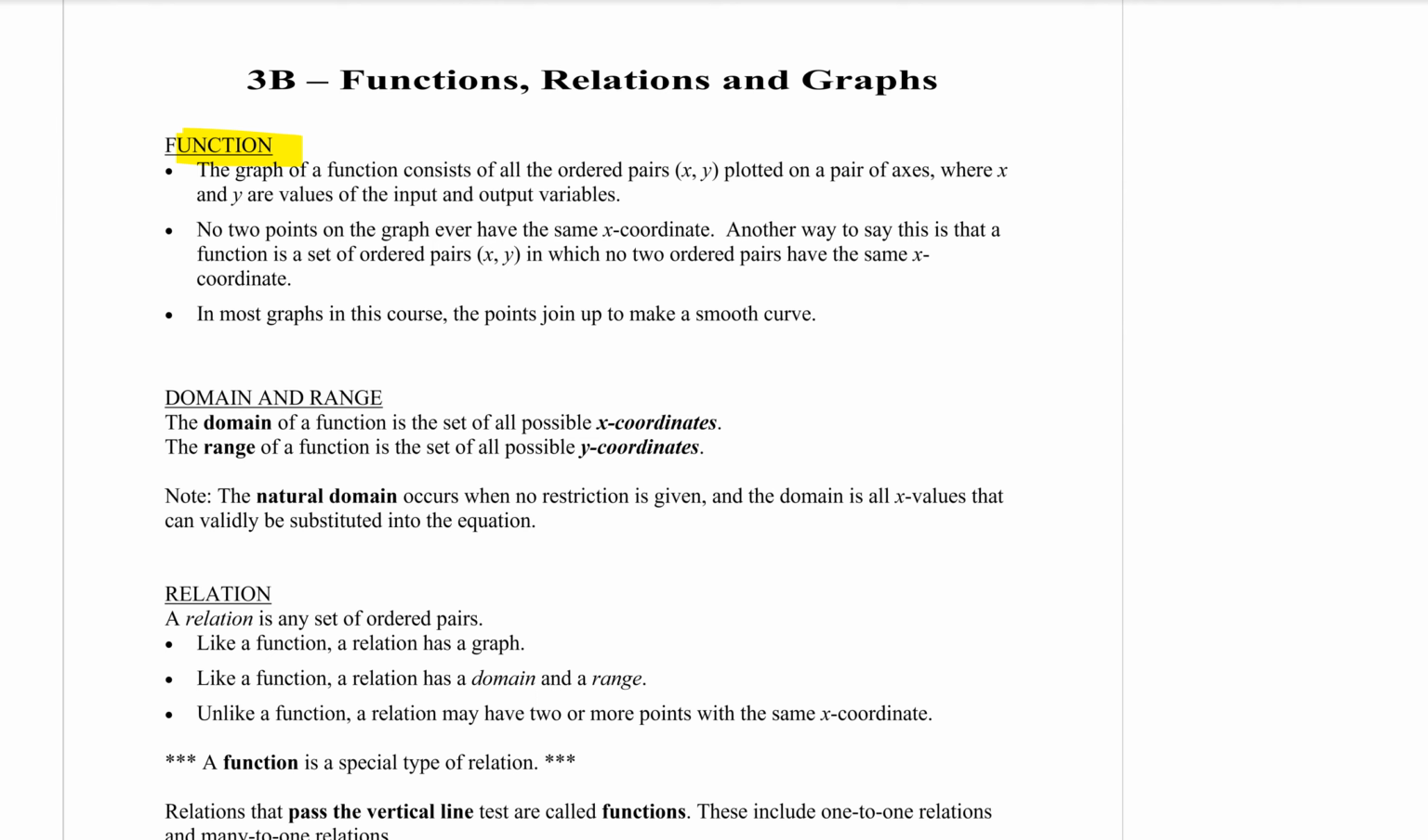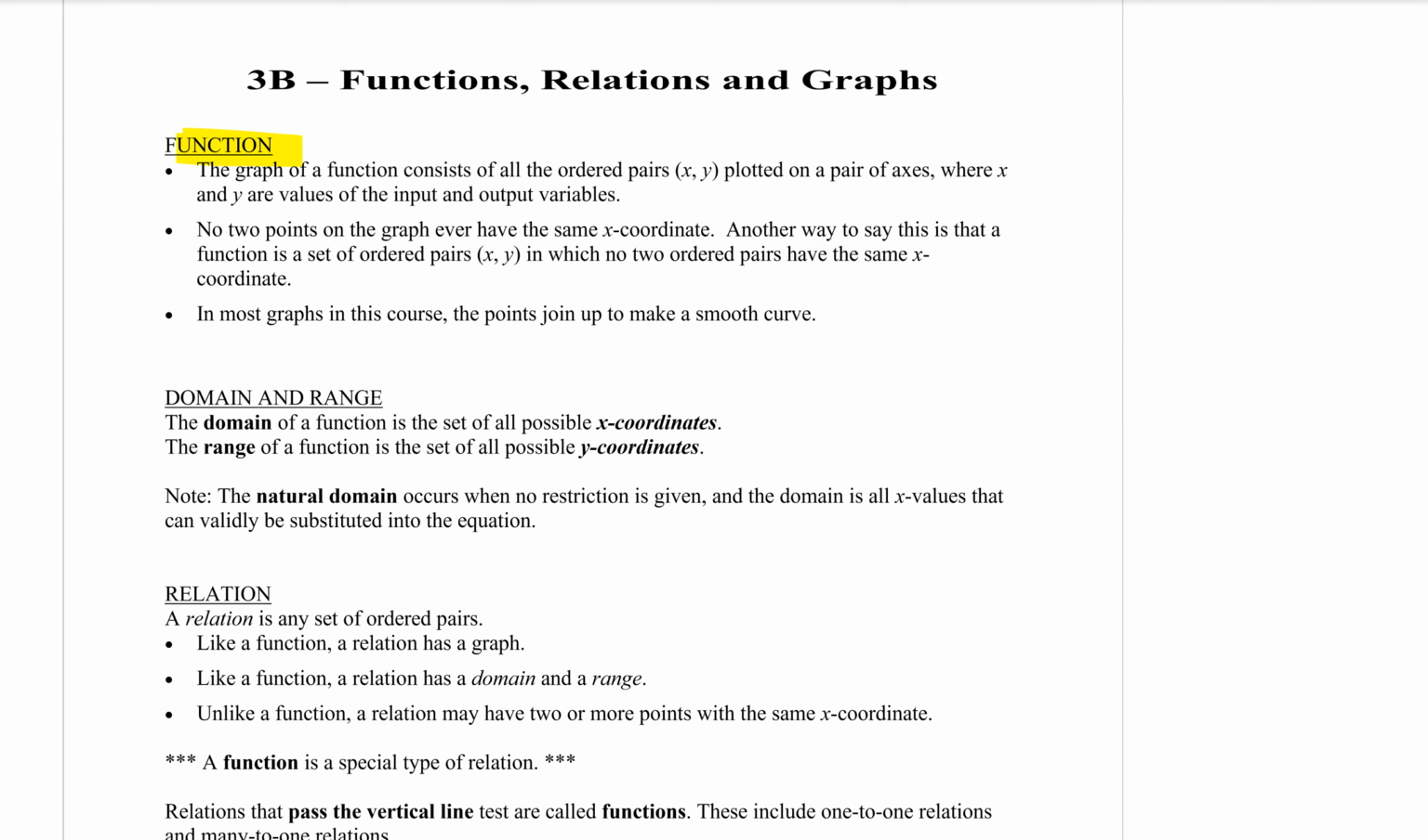No 2 points have the same x coordinate. Now that is the definition of a function. Another way to say this is that a function is a set of ordered pairs in which no 2 ordered pairs have the same x coordinate. And we learned a test for a function. Do you remember what it is? The vertical line test.